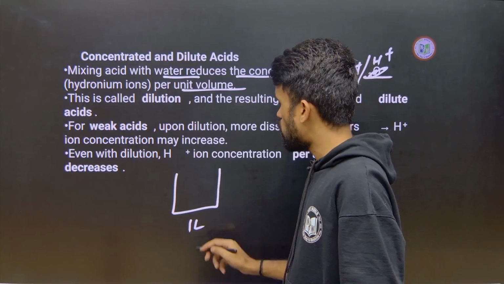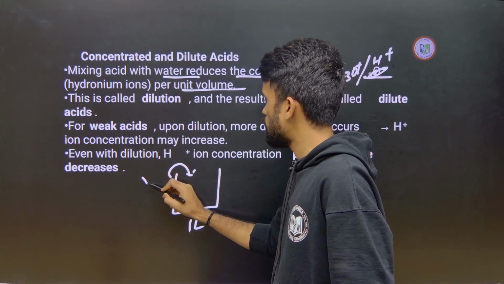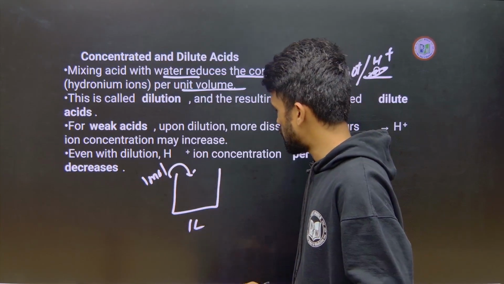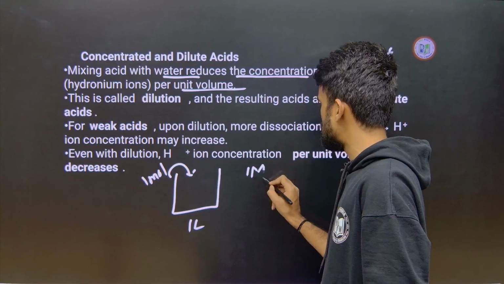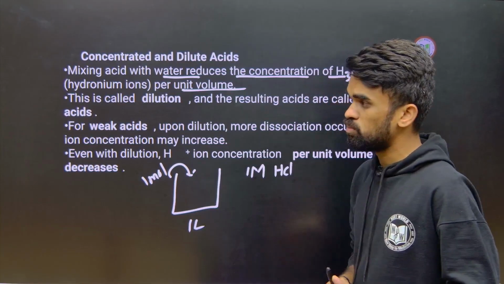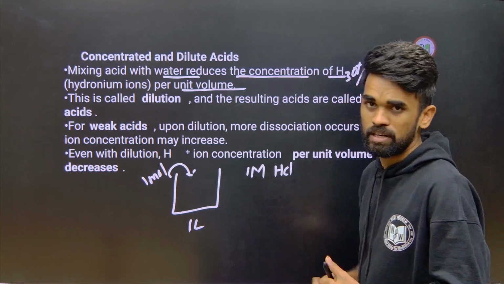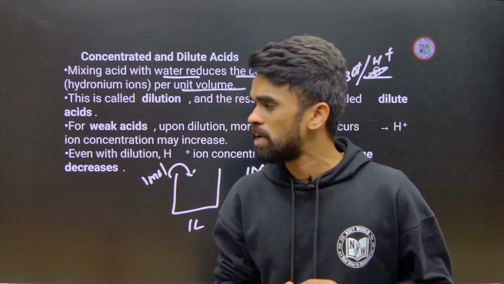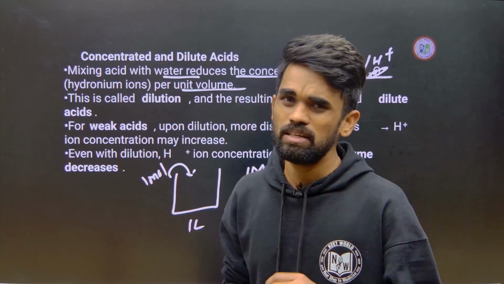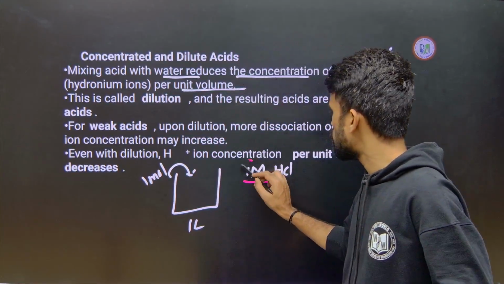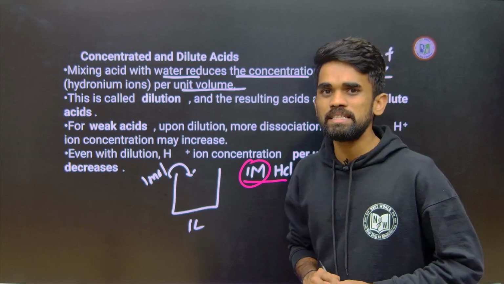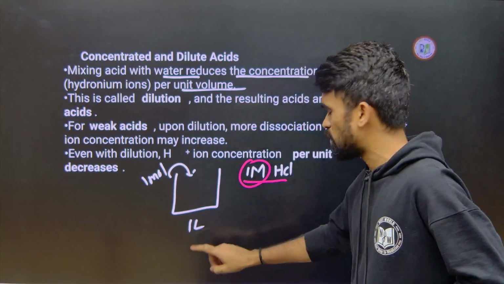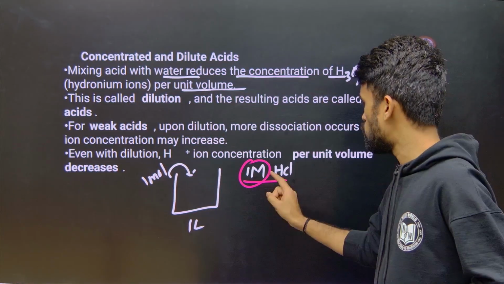In this I have 1 mole of acid particles. I will explain later what exactly 1 mole is, but remember this: whenever you see 1 molar HCl, 2 molar HCl or 0.1 molar NaCl in the laboratory, the term molar indicates the number of moles of that particular substance present in 1 liter of solution.